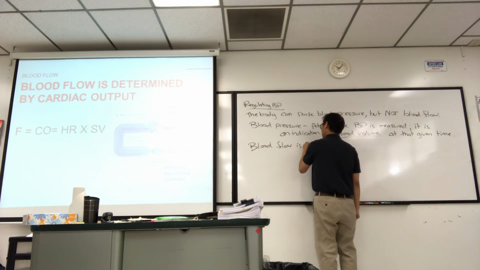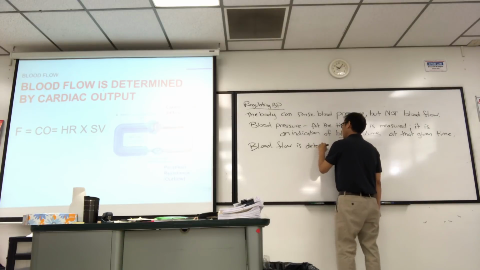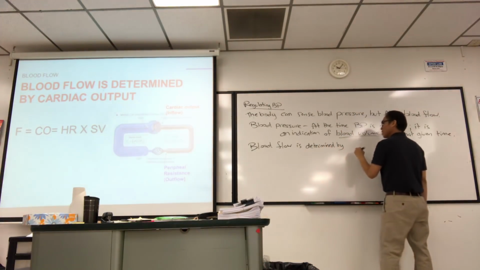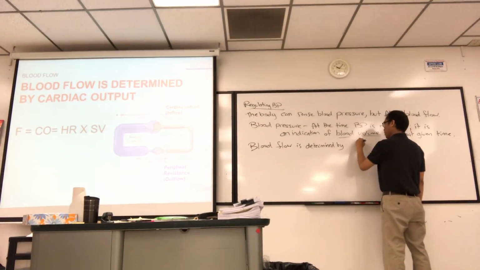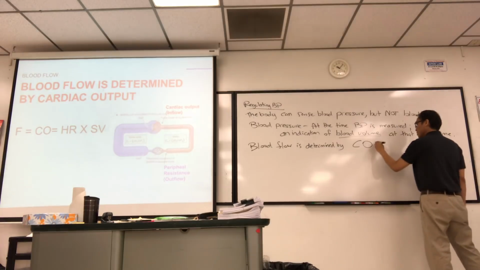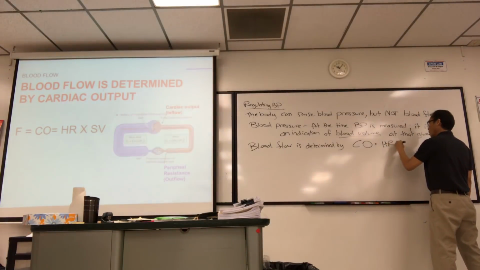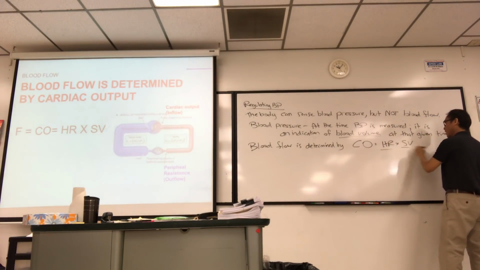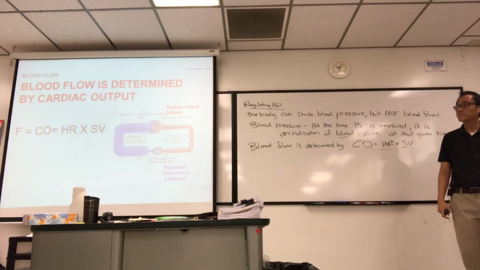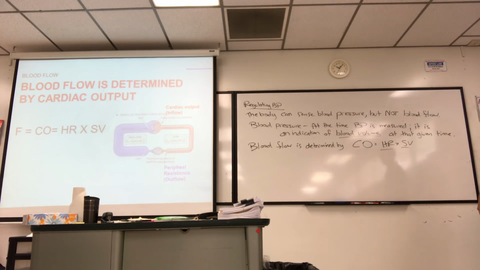Blood flow is determined by cardiac output, CO. And since we know that cardiac output is a product of heart rate times stroke volume, I'll just put that too, because that's really what's going on there. The heart's beating, and with each beat, there's volume injected. So that determines blood flow.